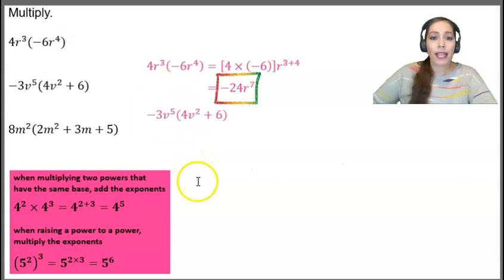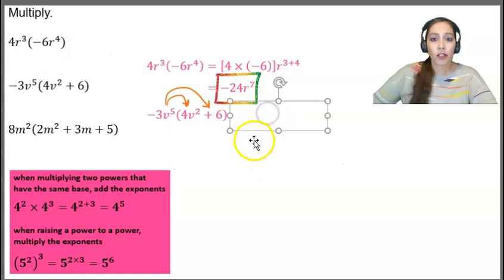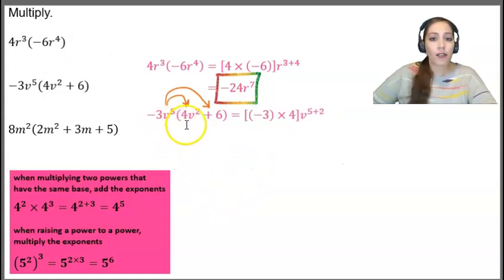On the second one, we have negative 3v to the 5th times the quantity 4v squared plus 6. Again, we're going to multiply each one of these terms by the negative 3v to the 5th. This is called the distribution property. We're going to take negative 3v to the 5th times 4v squared, and then we will take negative 3v to the 5th times positive 6. So when we do the first one, we'll take those coefficients of negative 3 times 4, and then because we're taking v to the 5th times v squared, since they have the same base of v, we can add those exponents together, 5 plus 2.